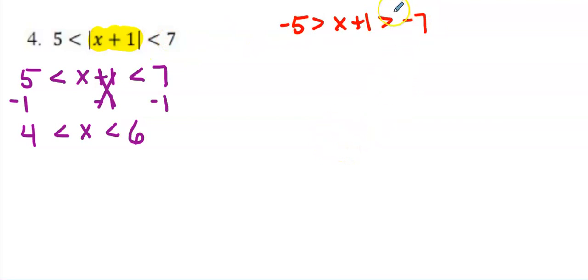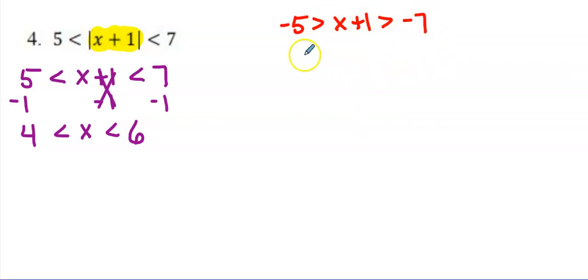So, like I said, I want all my symbols to be less than. So what I need to do is flip this entire thing around. So if I do that, then I can switch these and make them less than. That way I can see where the x ends up being. So let me show you.